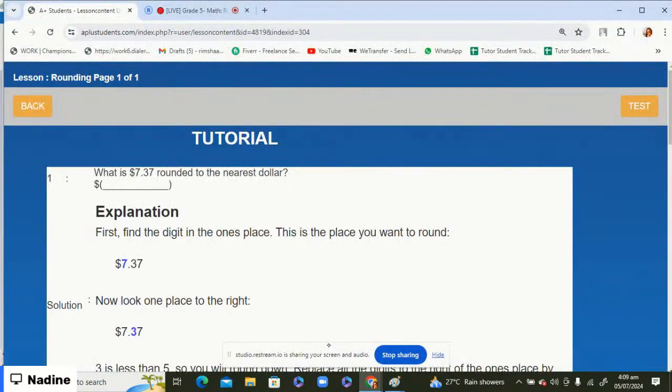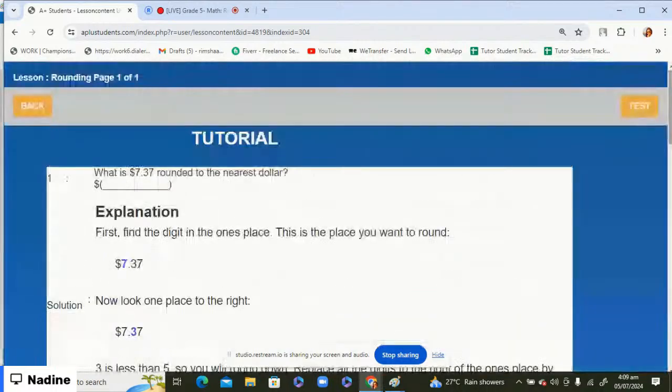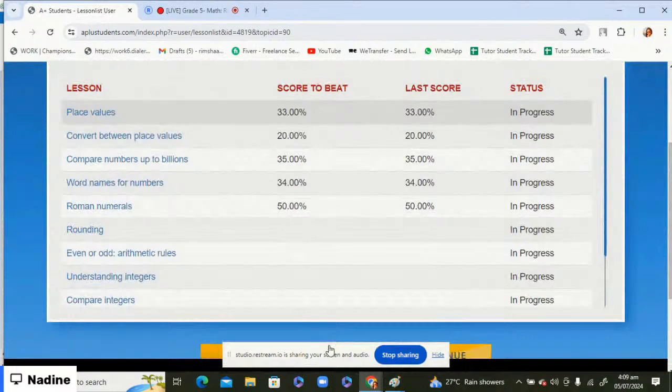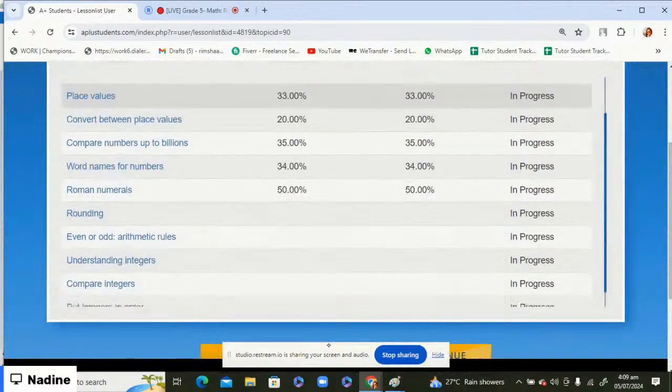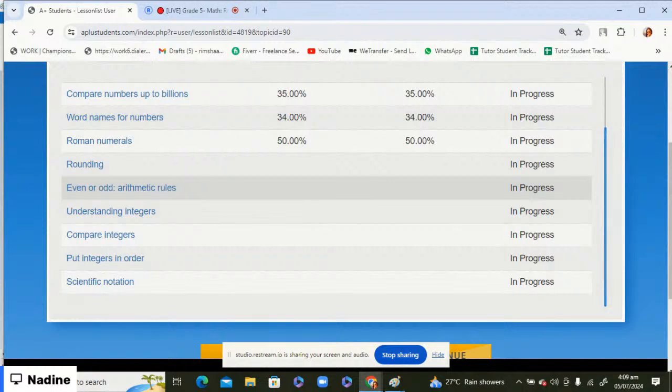So this is the question that we have done. Okay, so you can solve the test questions as well. Now let's discuss the next lesson. So the next lesson, that is basically even or odd arithmetic rules. Okay, yes, your answer is right. 700 is the right answer.